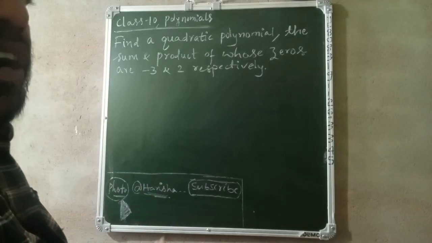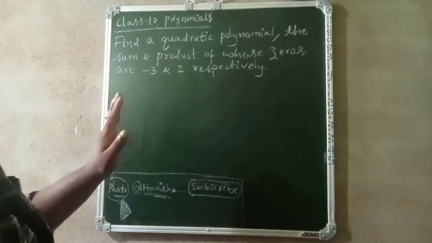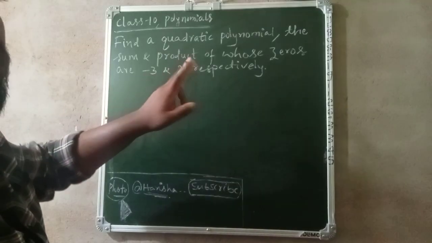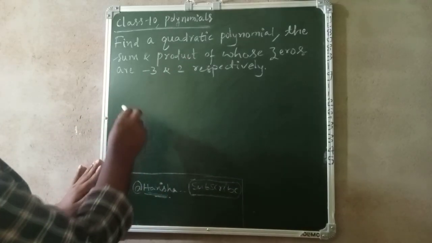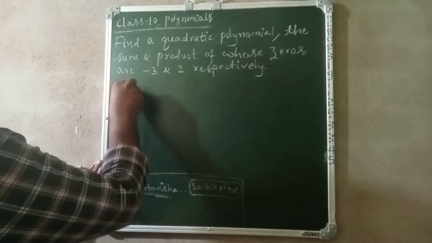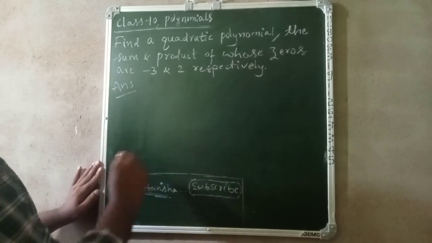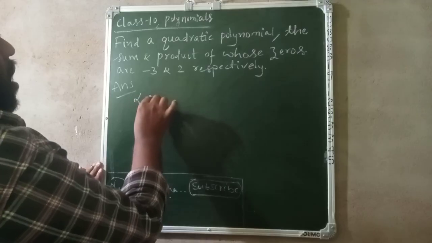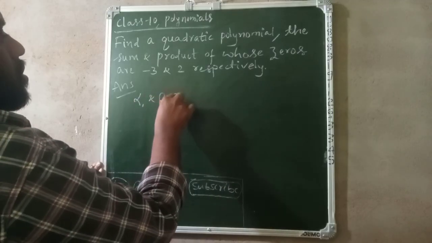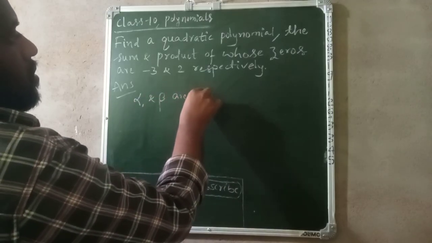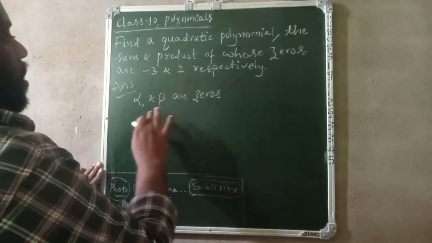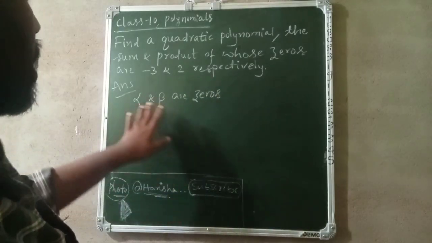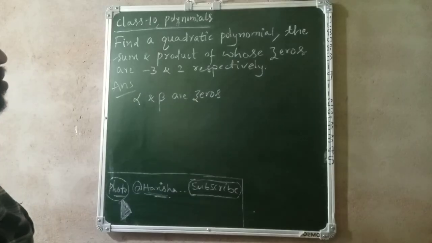Some students may get confused and think these are the zeros, -3 and 2. Wrong. Okay. So, answer: we will take alpha and beta as zeros. Let alpha and beta be the zeros. So we are considering alpha and beta as zeros.